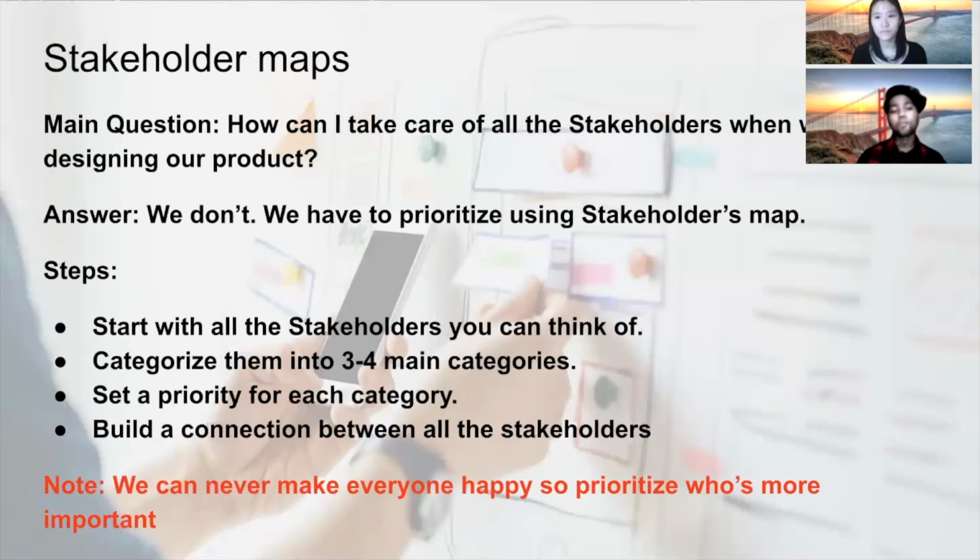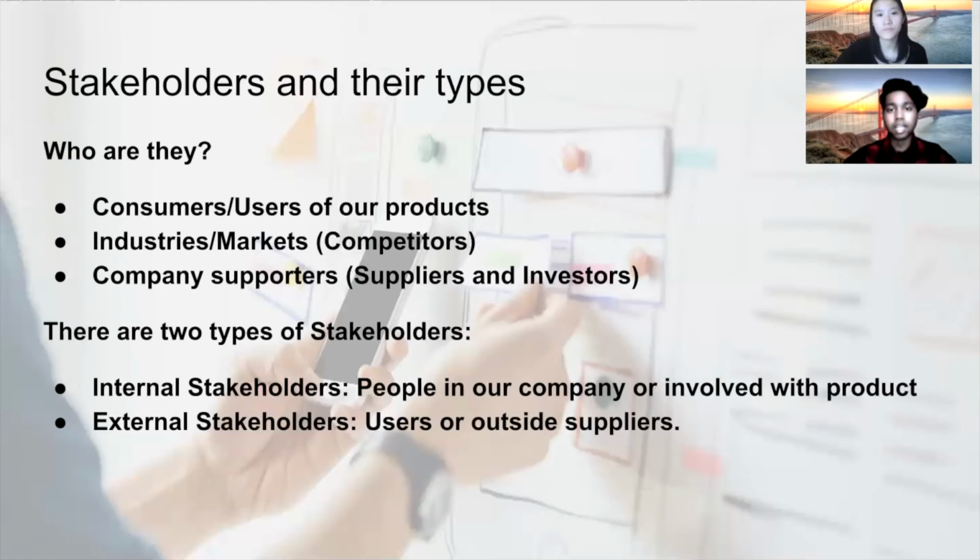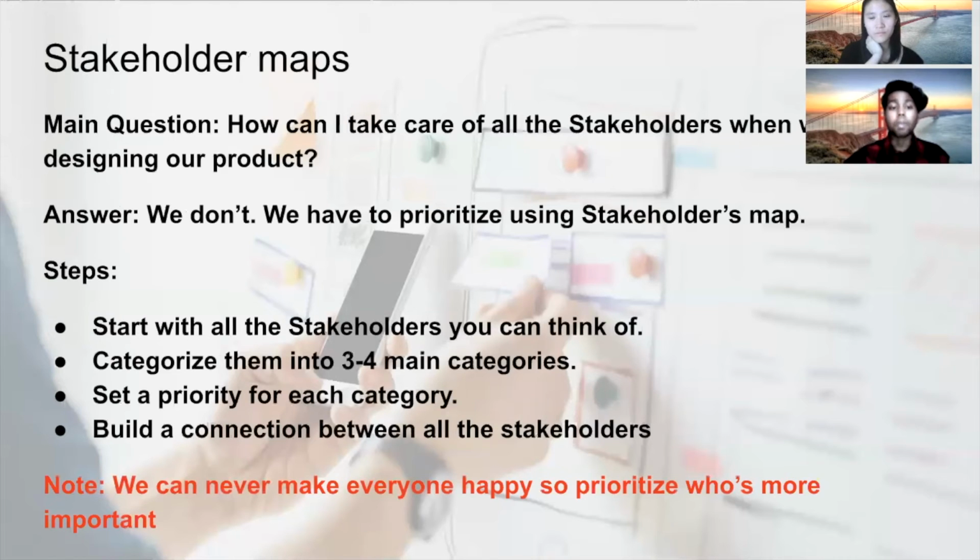So when we look at this stakeholders map, the first question we usually ask is, how can I take care of all the stakeholders when we're designing our product? For example, in the last slide, we looked at consumers. These are just broad categories, but inside consumers, there could be a lot of other categories too. So how can we take care of all the stakeholders when we're designing our product? Simple answer is we don't. We have to prioritize using our stakeholders map.